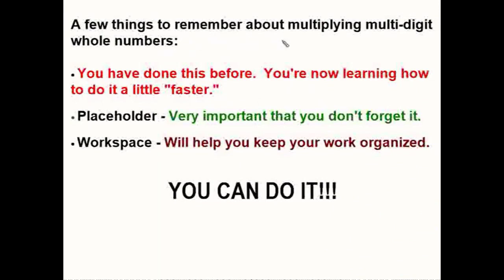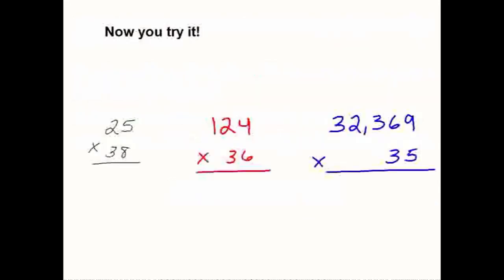So a few things to remember about multiplying multi-digit whole numbers. You have done this before, you've multiplied. You're now learning how to do it a little faster. The placeholder is very important, and you must not forget it. In the workspace, it will help you keep track, or help you keep your work organized. So if you want to do that, I'm basically just showing what you're thinking as you work the problem out. So use it if it works. If not, okay, drop it.